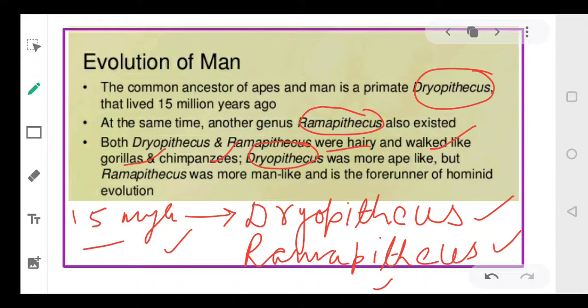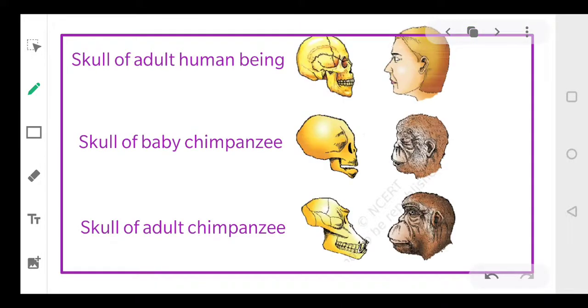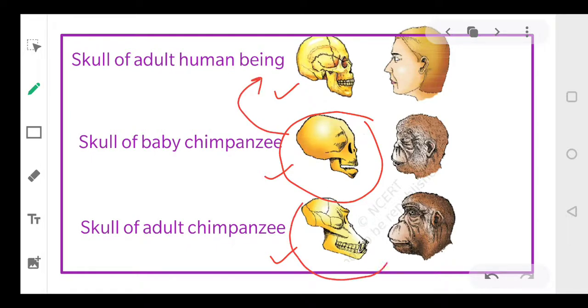Let's discuss those fossils. Just look at them. See, this is a skull of a human being. This is a skull of a baby chimpanzee, and this is a skull of an adult chimpanzee. From these photos, you can say that the baby chimpanzee resembles human beings more, right? The adult chimpanzee's brain structure is not quite similar to human beings, but the baby chimpanzee has a skull which is quite similar to human beings.